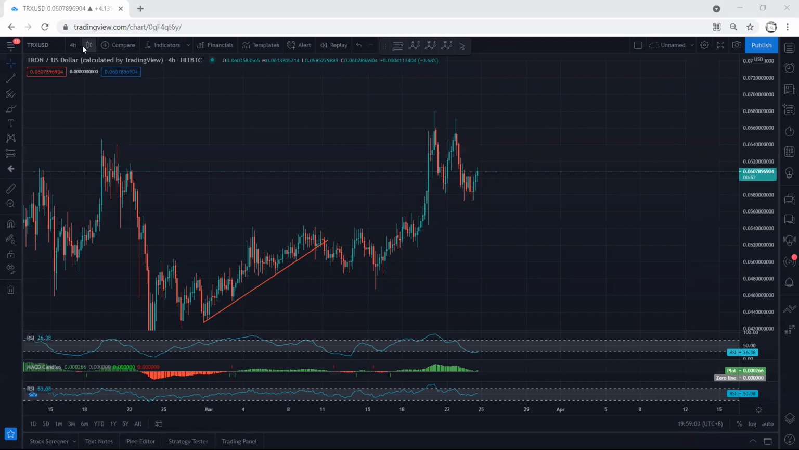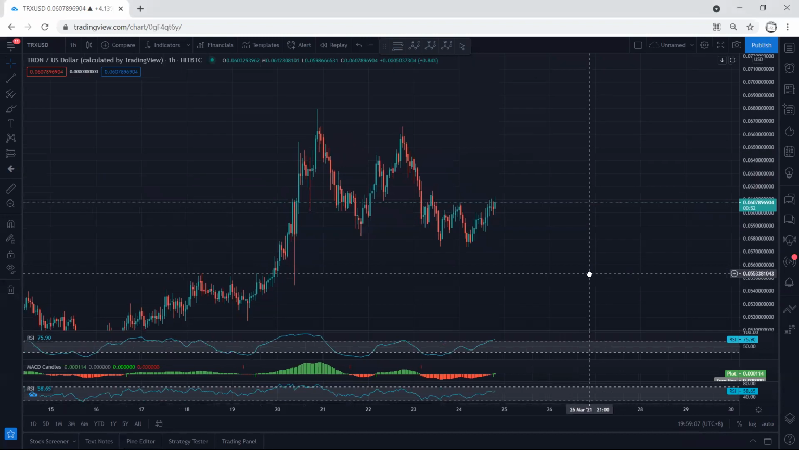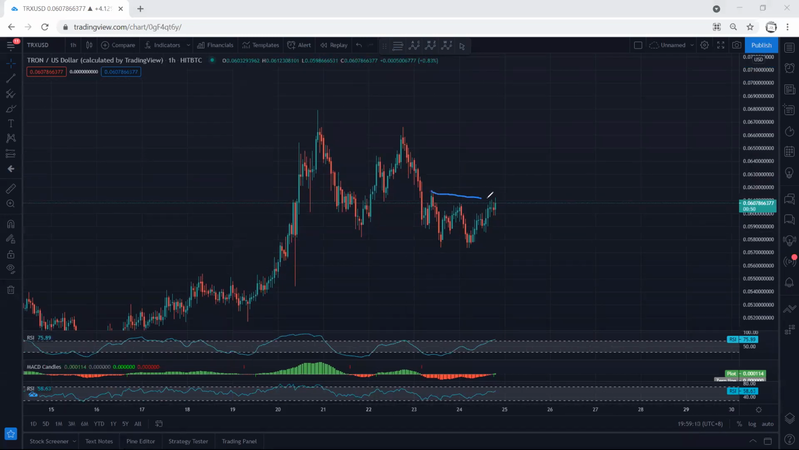All right, in this case, we move to the 1 hour chart. We want to see how we can trade. If we move to the 1 hour chart, what we have here, we have this correction. We need to look for this correction.